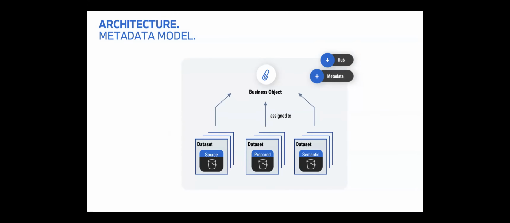So first, maybe some words on the metadata model. Basically, this is what I've shown you in the portal interactively. We have those business objects, for example, vehicle or finance, or all those big business processes that we have at BMW. And those business objects are the main entity, and data sets are assigned to those business objects to have some logical grouping. And data sets can be grouped into different layers.